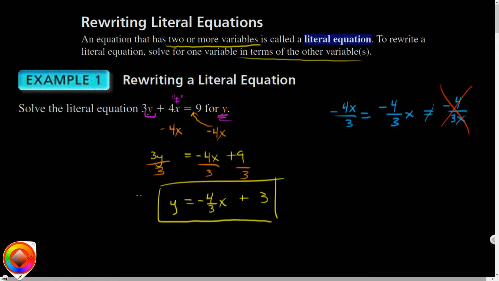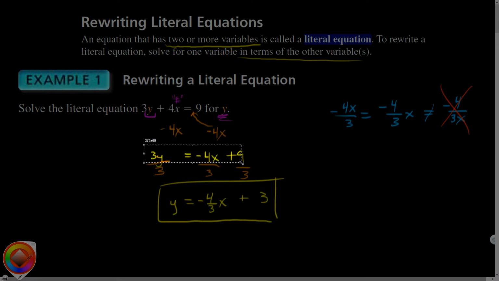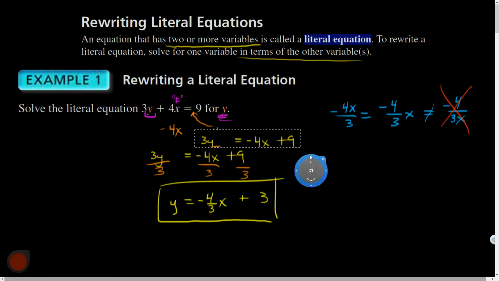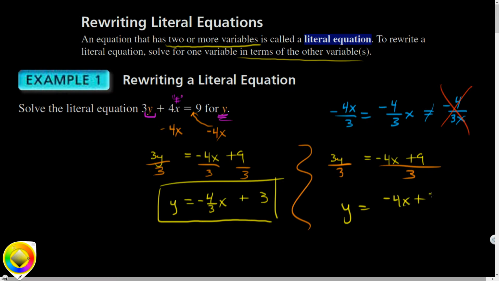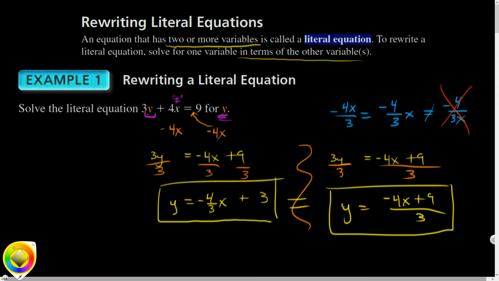Now, actually, in terms of this last step, I could have done it slightly different, because like I said a moment ago, this is alternate reality. I could have divided the whole thing by 3, and I would have had an answer that looked like this: y equals negative 4x plus 9 all over 3. These are both equally true. That's fine. I tend to like this one better, but I just want to point out those things are both true. There may be multiple ways of writing the same answer. Okay, so just so you are aware.